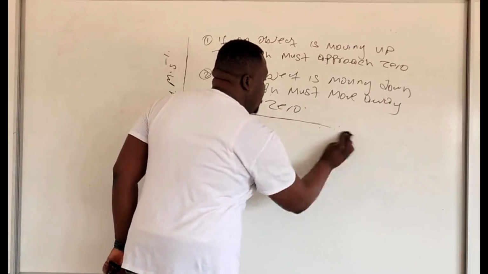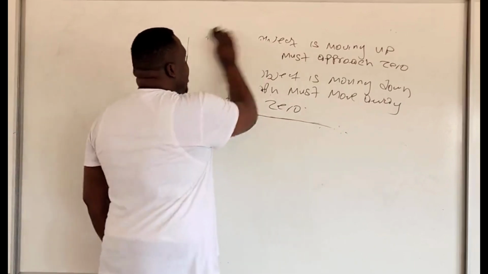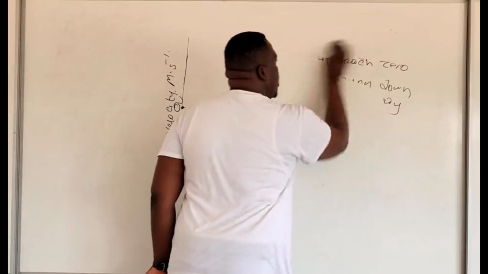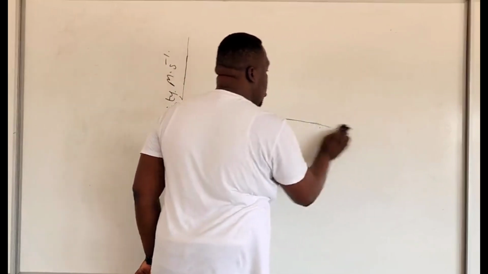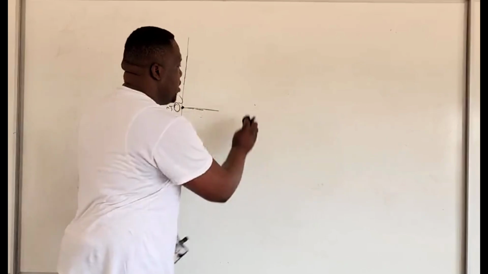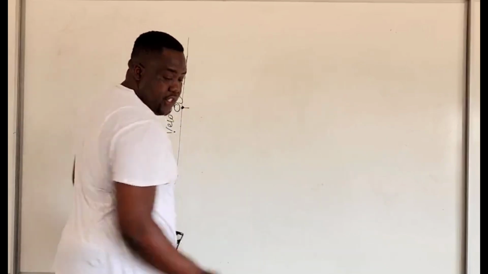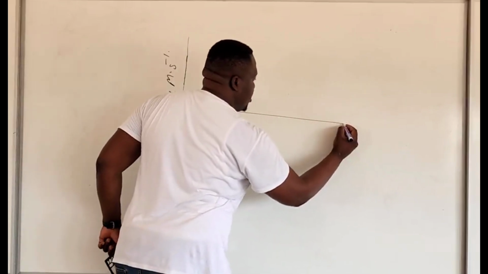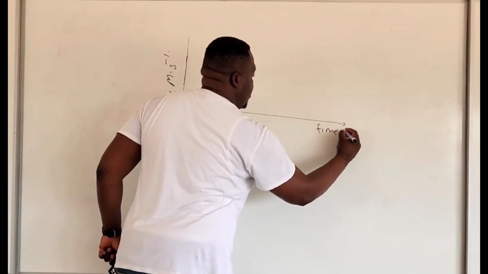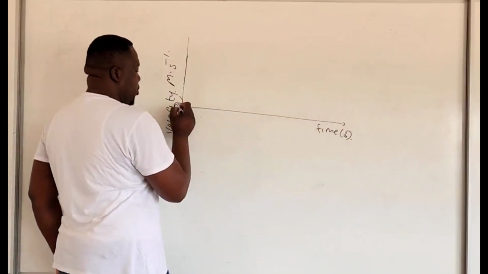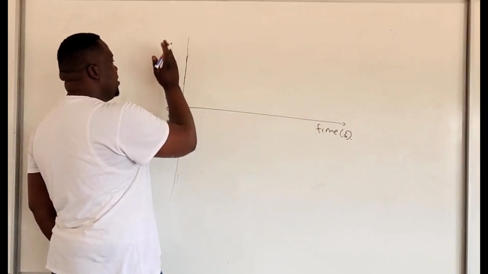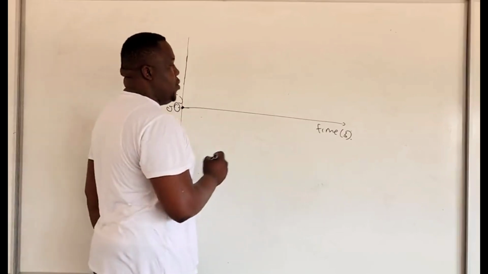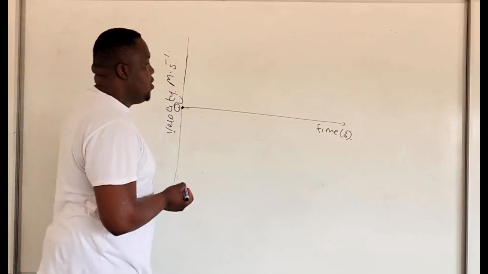Okay, let me start from something that is simple, whereby you are having only one ball, only one object. Let me show that to you. I told you that we must always write our axis, time in seconds. This is 0. You need to indicate this is velocity, this is time in meters per second. So, okay, let me give you the scenario. Here's the scenario.